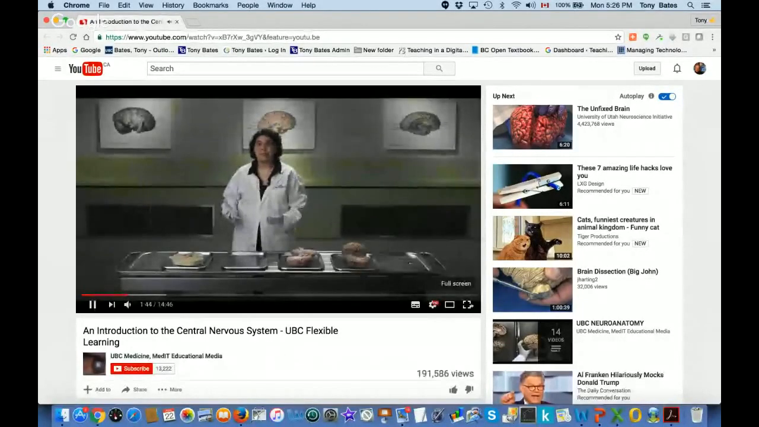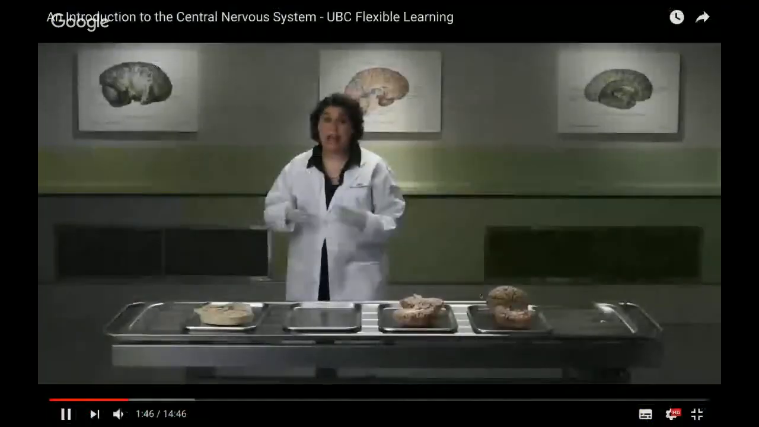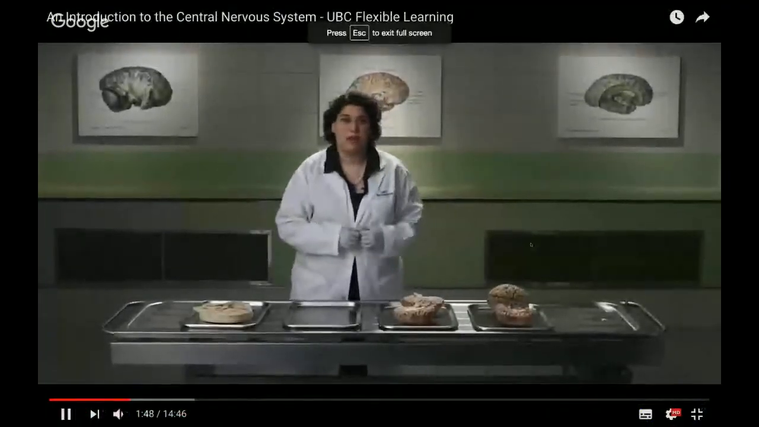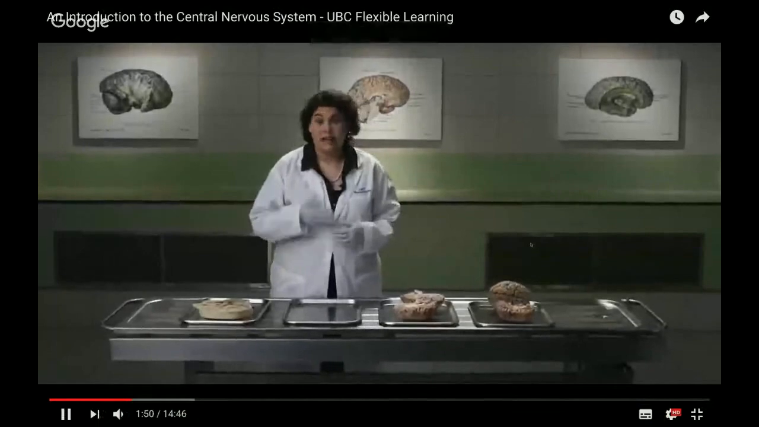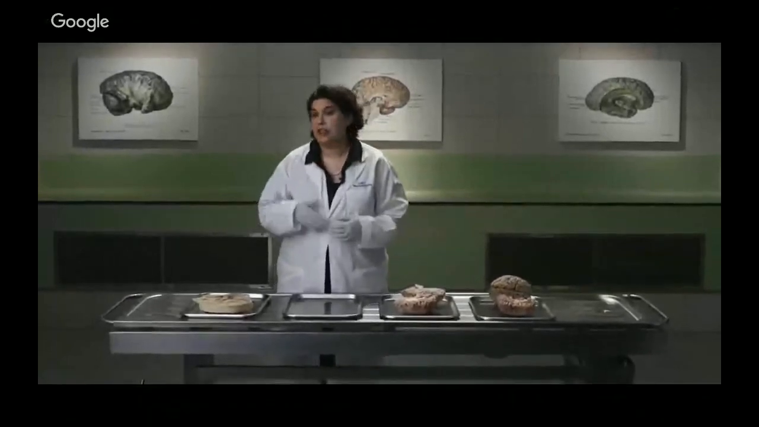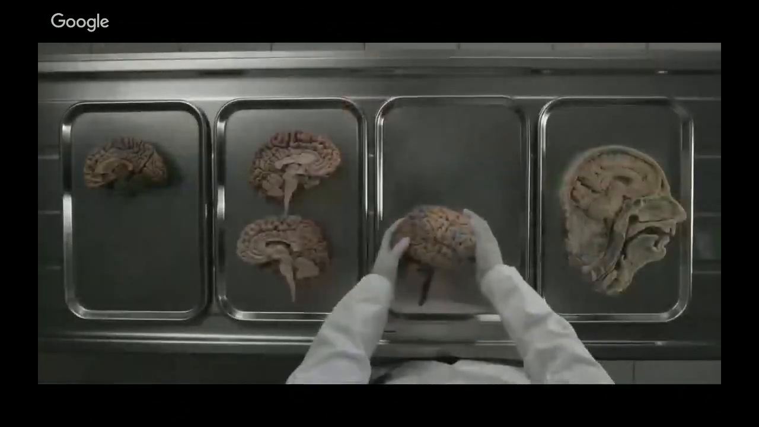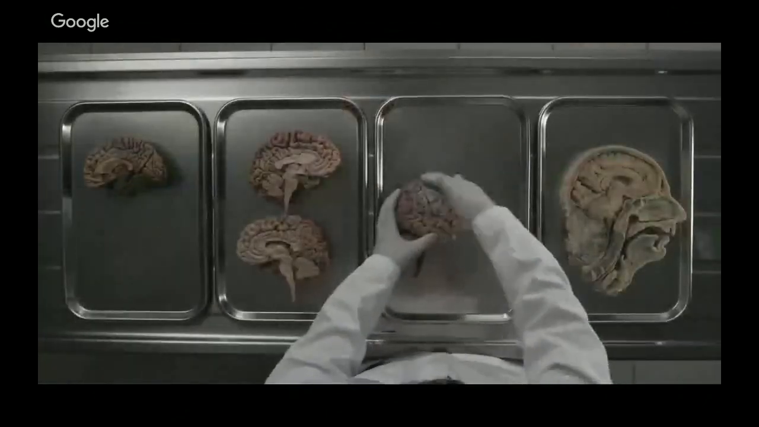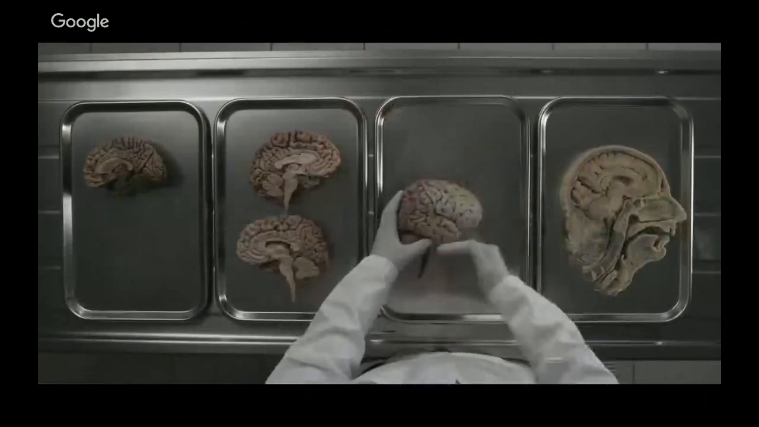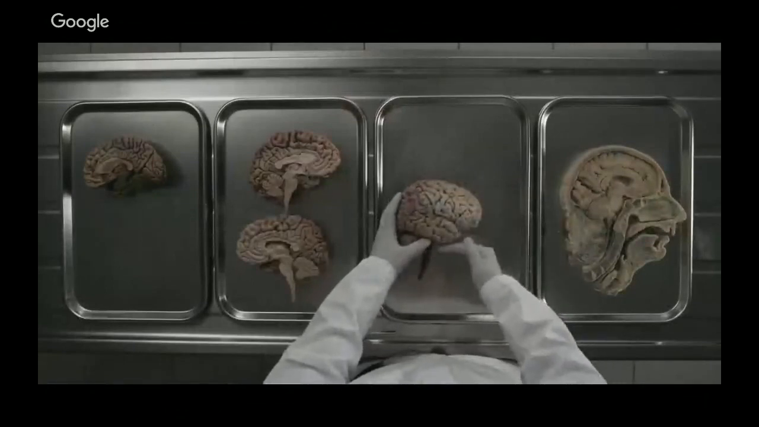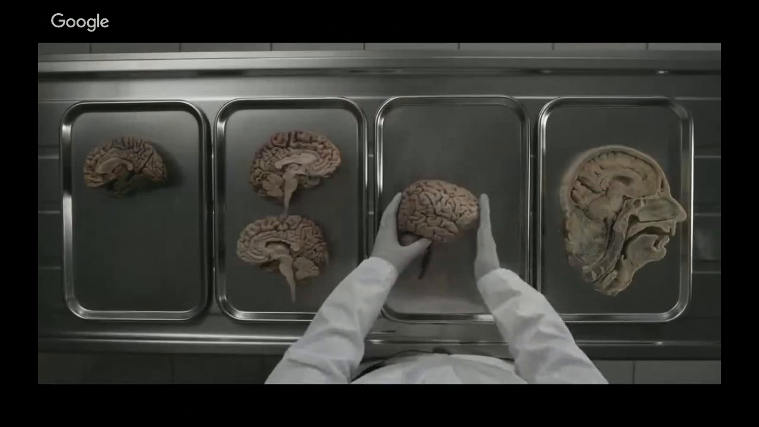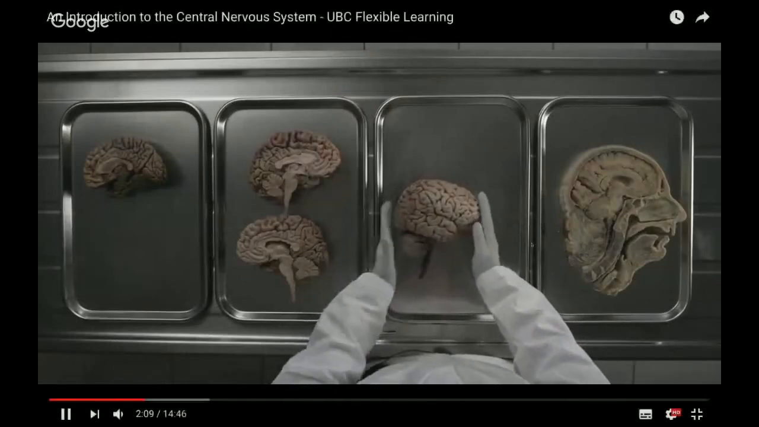The brain can be divided into functional and anatomical regions. We will now start with an anatomical overview to establish a common terminology and to describe the areas of the brain. The brain has multiple surfaces. Here we have the superior surface, and this here is the inferior surface. There are also anterior and posterior aspects to the brain.